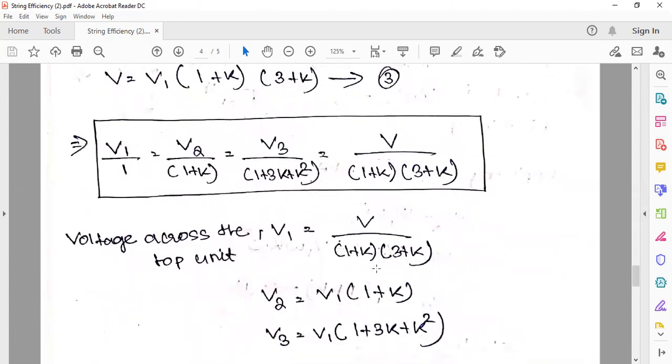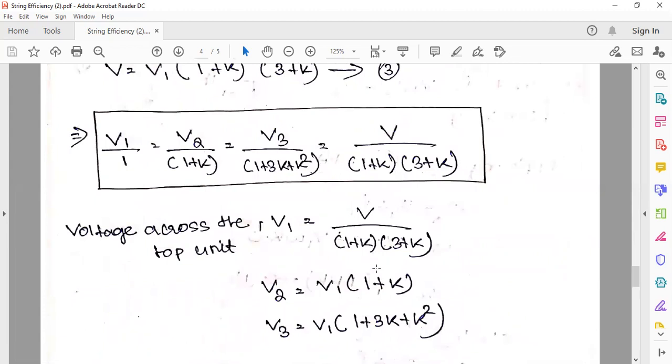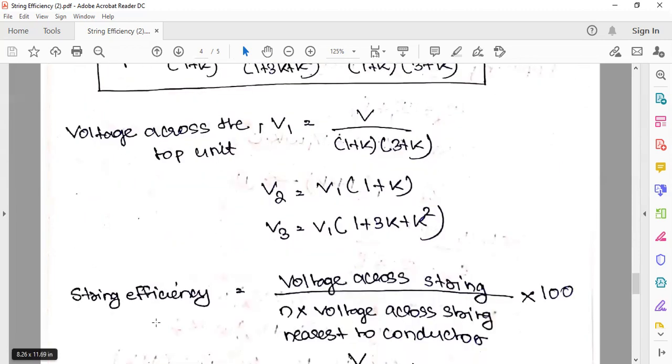So V1 is equal to V by 1 plus k into 3 plus k. Just cross multiplying here. V2 will be equal to V1 into 1 plus k. And V3 will be equal to V1 into 1 plus 3k plus k square. Just cross multiplying. Just understand how we got this equation. How we reached this relationship is enough. Rest you can write from the previous equation, right? No need of by hearting.